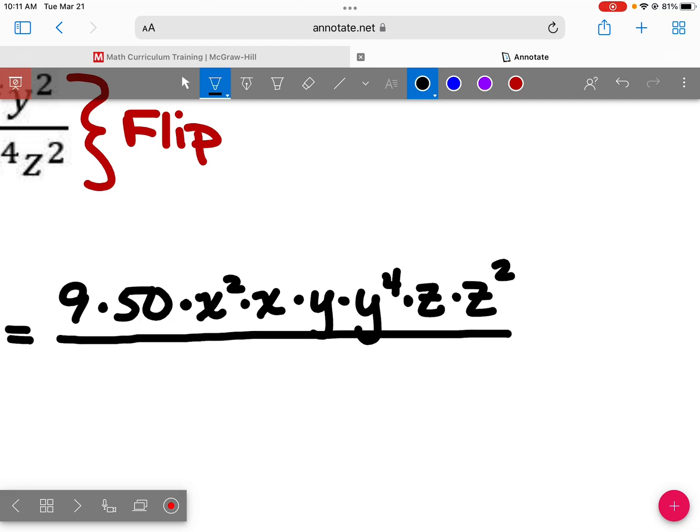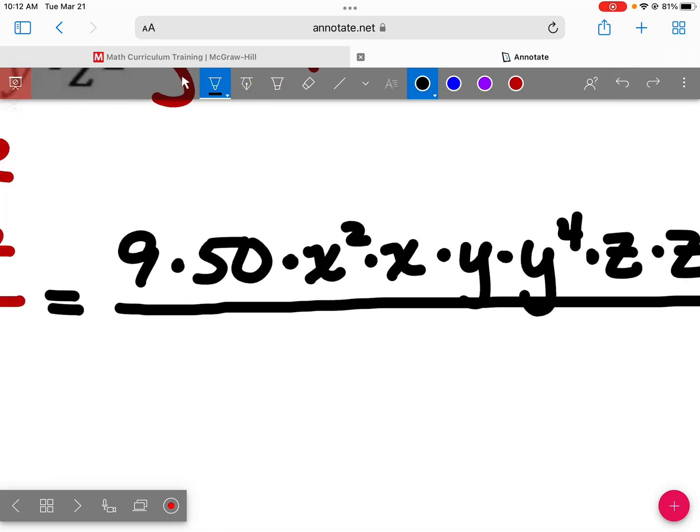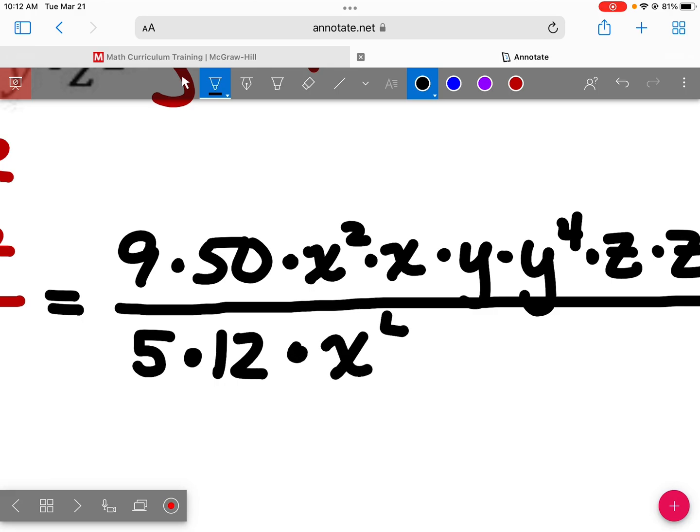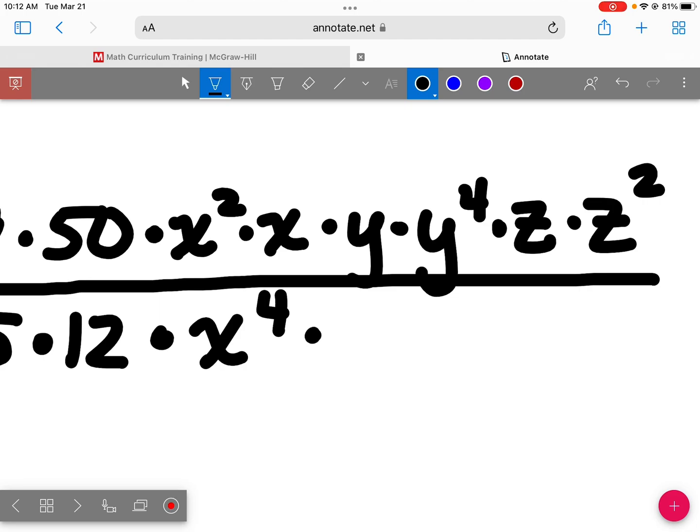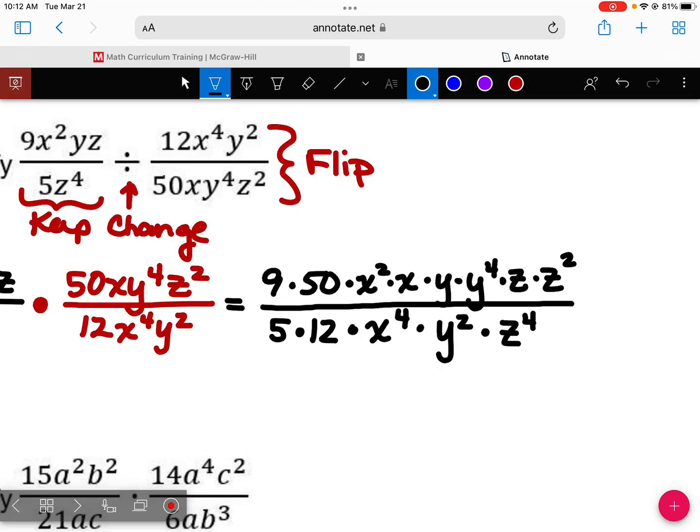Over, and I'm going to do the same thing down here. I'm going to put the numbers up at the front, and I'm going to group any of the letters that are the same together. So 5 times 12 times x to the 4th times y squared times z to the 4th.